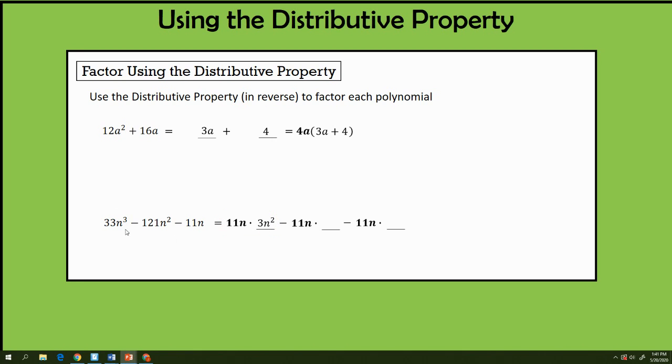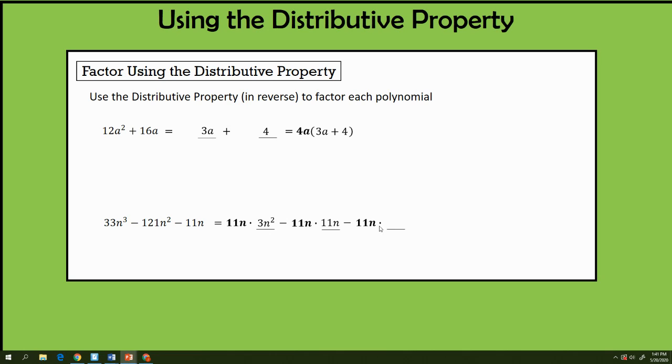Okay. Now notice that there was a minus sign, so I put a minus sign here. So it's minus 11n times. Now what do we got to multiply 11n by to get the 121n squared? Well, I got to multiply it by 11n also. So now let's take a look. This negative 11 times 11 is the negative 121. N times n is the n squared. Okay, so the product of these two equals my middle term.